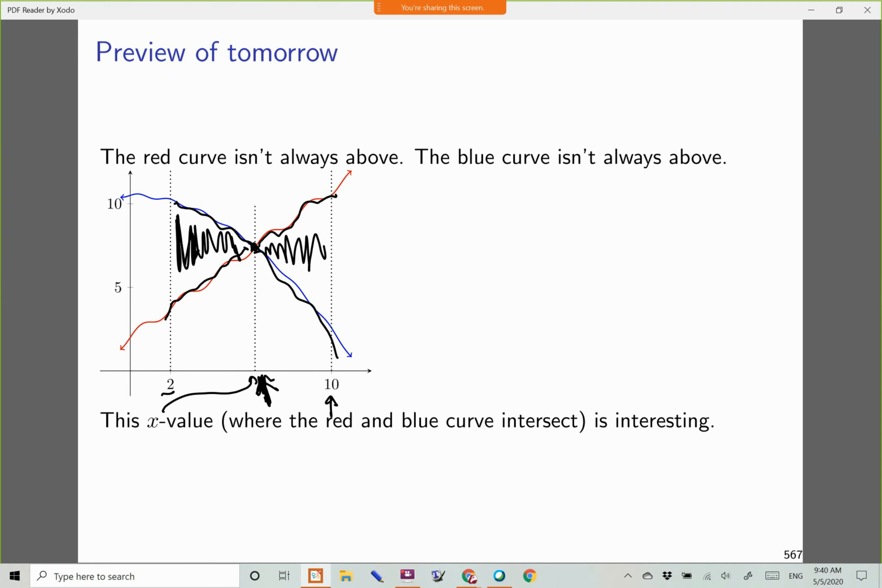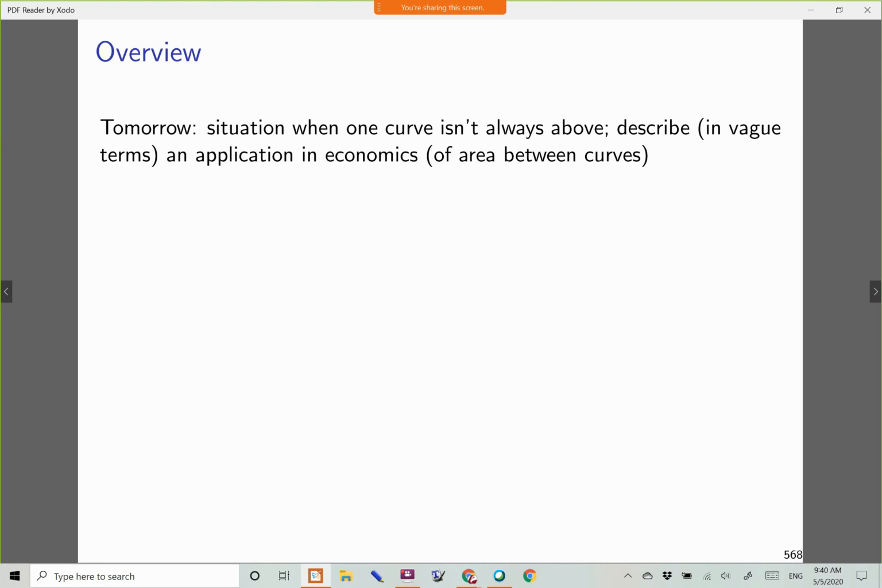Sometimes, though, due to the nature of the graphs, we need to set up two separate integrals. We'll look at that tomorrow. So tomorrow we're looking at the situation when one curve isn't the one that's always above.